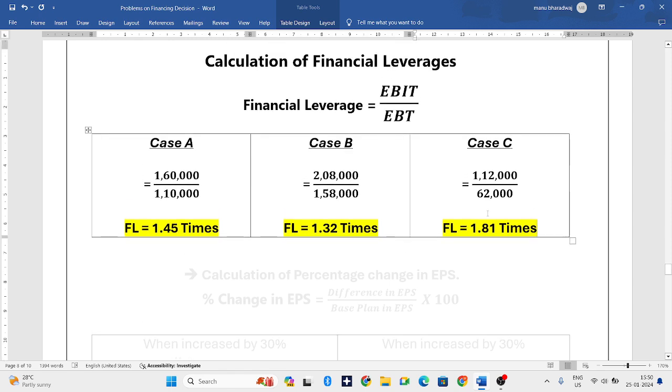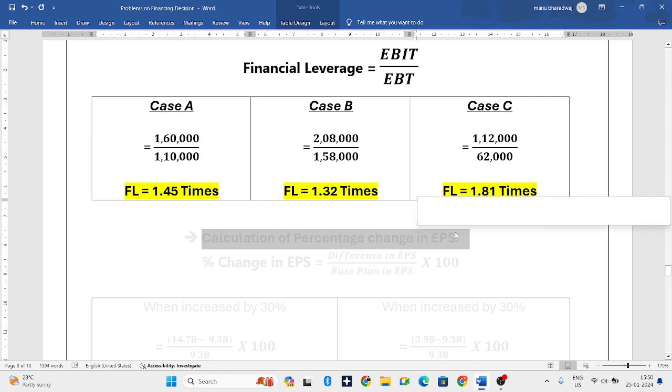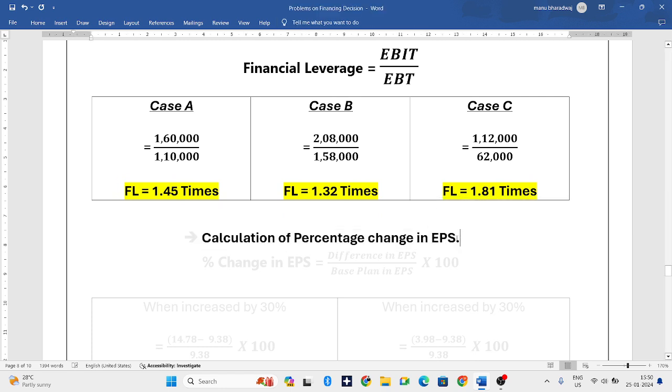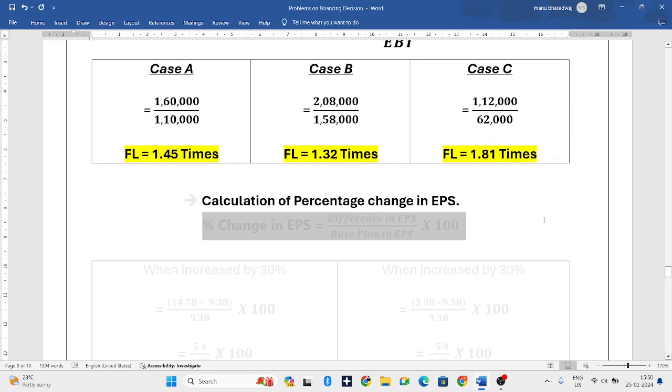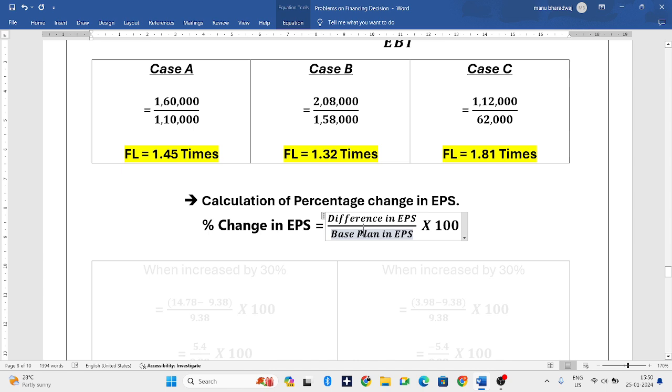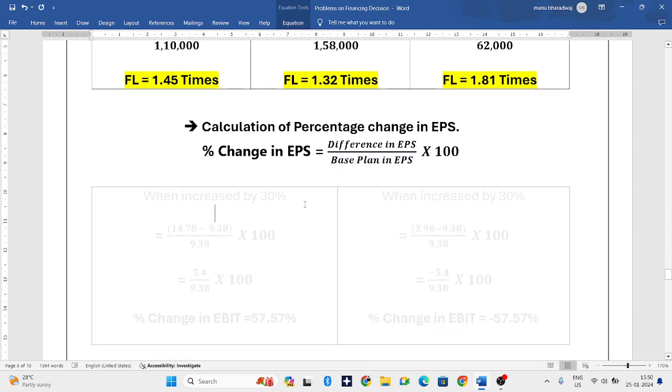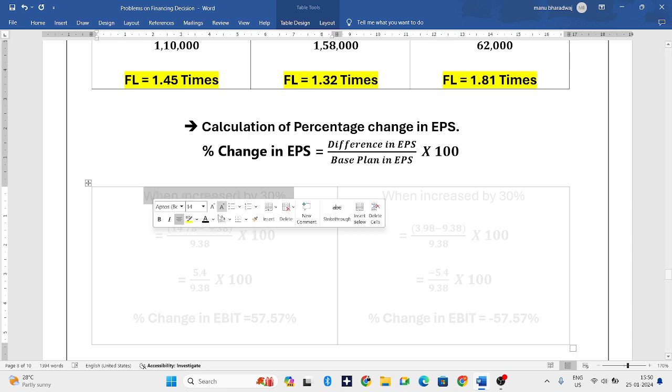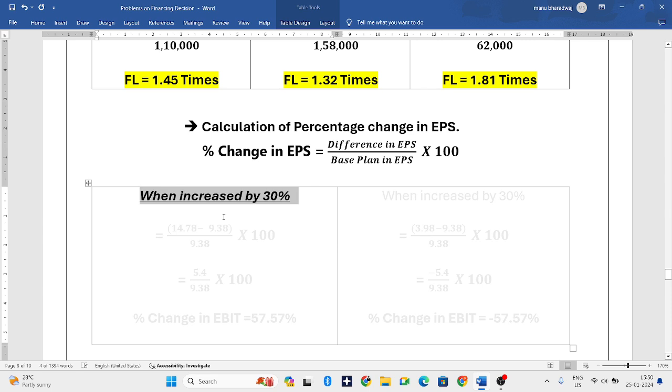Next, we have to calculate the percentage change in EPS. So the formula is change in EPS, that is the difference in EPS divided by base plan EPS into 100. First, we will solve for the case when it is increased by 30%.